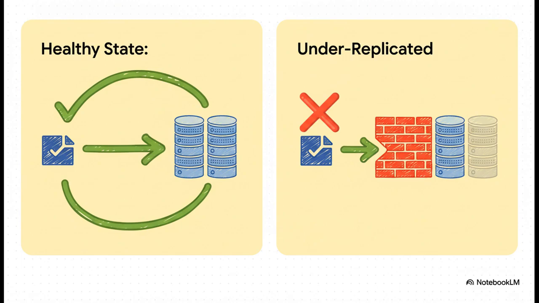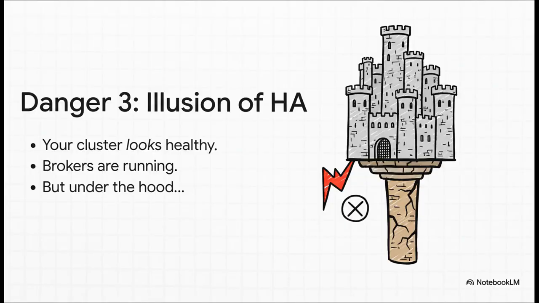Your apps break. And this is what makes it so sneaky. Your high availability becomes a complete illusion. You look at your cluster and everything looks fine. The brokers are up, the topics exist. But under the hood, that partition that you designed to be resilient now has just a single point of failure. It completely defeats the purpose of using a system like Kafka in the first place.